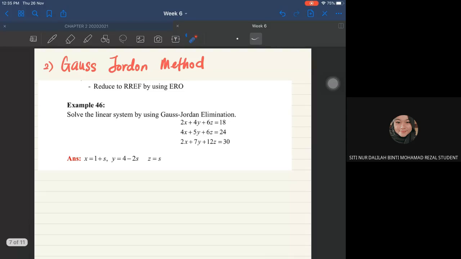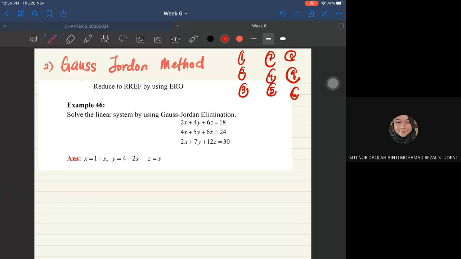Okay, the next one is Gauss-Jordan. Okay. So kalau sebelum ni Gaussian elimination, you buat sampai step yang ke-6. So kalau Gauss-Jordan, you kena buat semua. 1, 2, 3, 4, 5, 6, 7, 8, 9. Okay. So kalau you boleh siapkan 9 step ni, then the augmented matrix that you have will be in RREF.